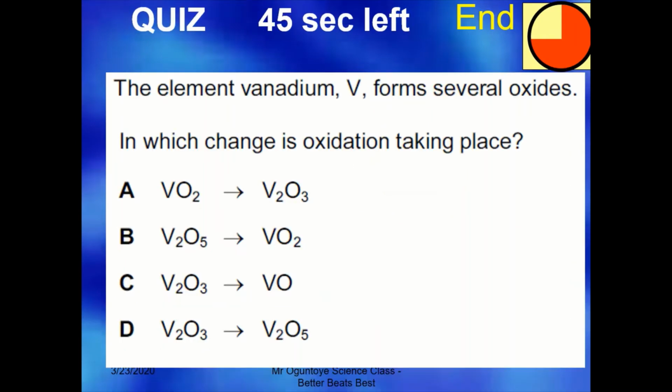Question 4 here, in which change is oxidation taking place? So just look for the one in which you have an increase in oxygen, and that's basically D. You have here oxygen 3 and here is 5, so you have an increase in oxygen here.